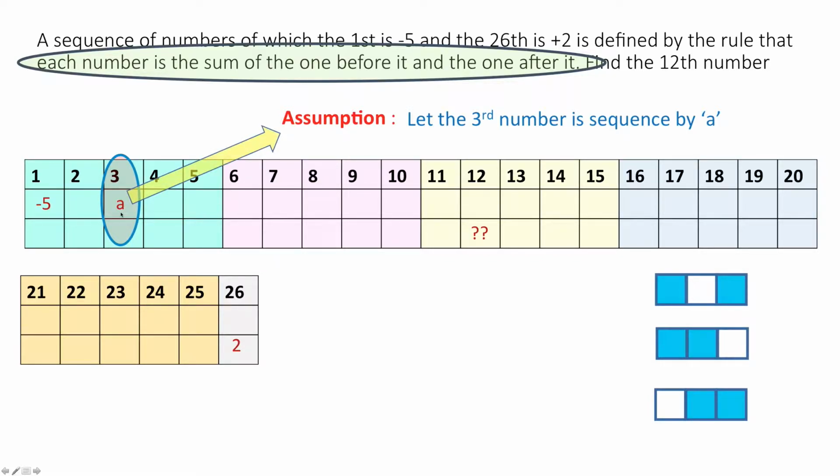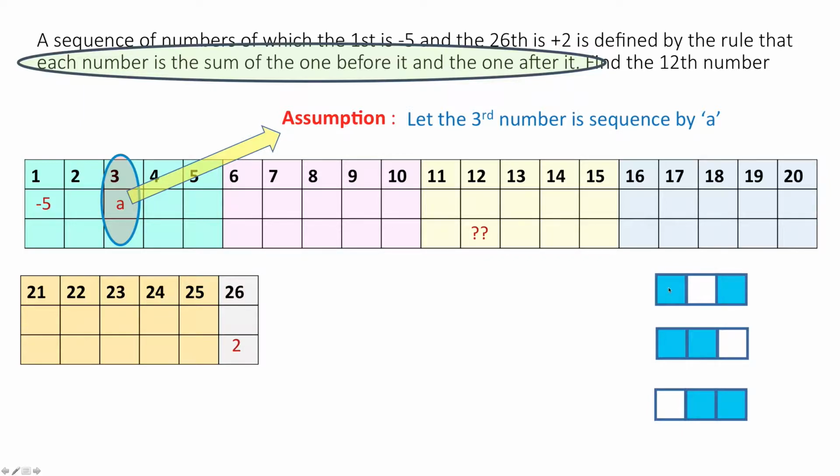Now, as soon as you make the assumption, your mind will think, wow, what's the point in bringing in a? I don't know how I will find the value of a, and whether it will take me to find the 12th value or not. Overcome all those and show the courage in making the assumption. As soon as you've put in a here, this set of three consecutive blocks becomes one in which the first and the third are known. You can find the second.